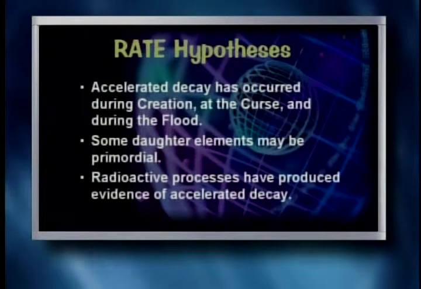A second hypothesis was that some daughter elements may have been primordial. That means that some of them were there to start with. For example, some of the lead: in our experiment we found that we could explain most of the lead, but some of it had to have been there in the original creation. We couldn't explain it all.